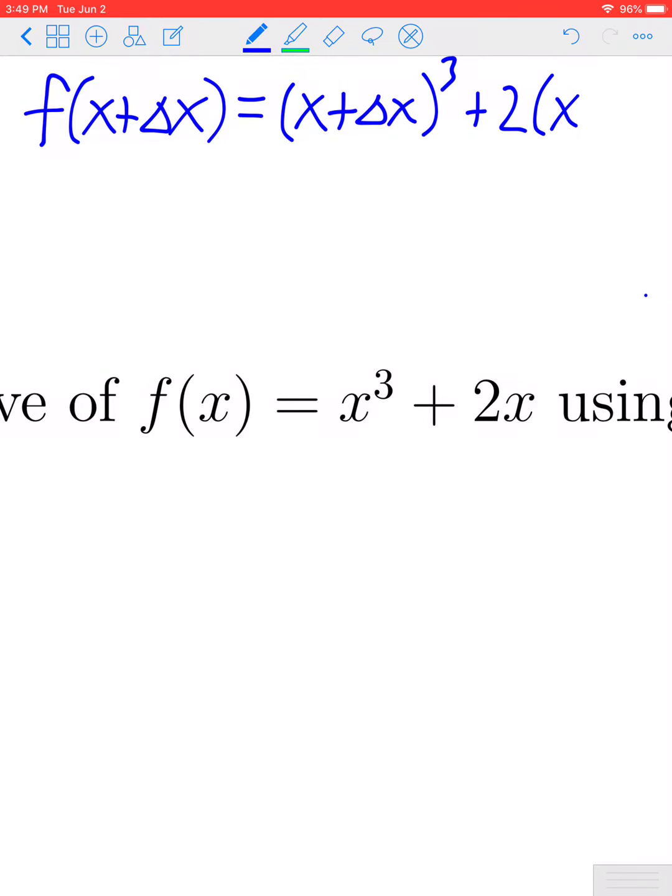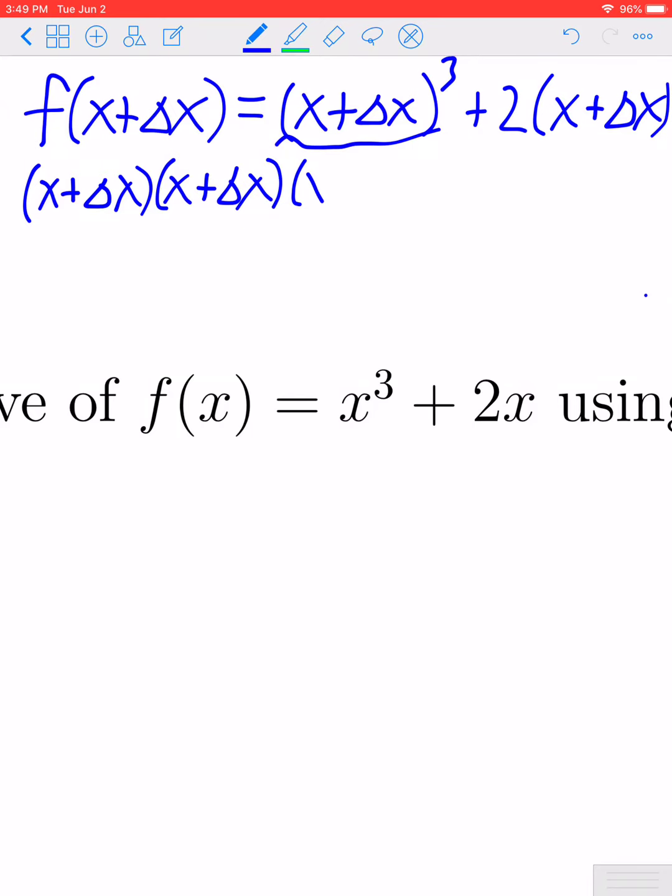Which is going to look like this. And now be very careful. If you want to expand something to the third power, recall that means multiply that thing by itself 3 times. So that's going to be x plus delta x times x plus delta x times x plus delta x. Here, just distributing the 2 in, we have 2x plus 2 delta x.